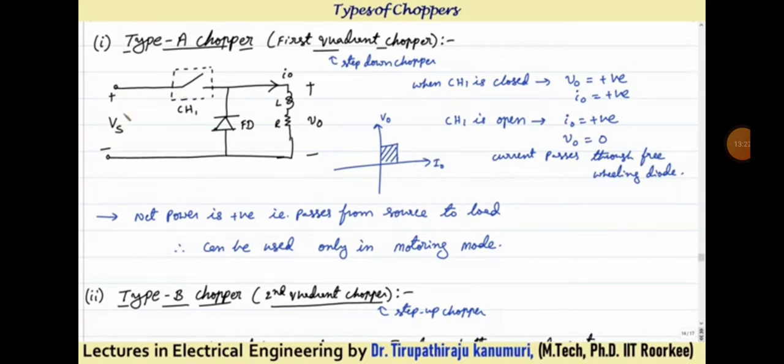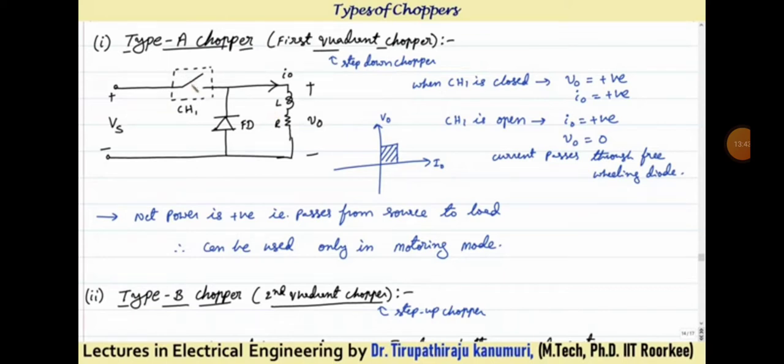This is my supply voltage. The supply voltage is connected to your load through a switch. This switch is a thyristor switch, and across your load one diode will be connected, which is used for freewheeling purpose. That means to continue the conduction of I0 even when the switch is open. Let us see how this will operate.